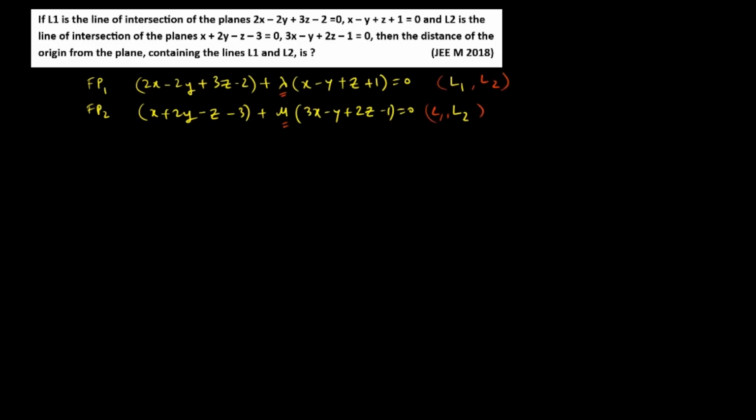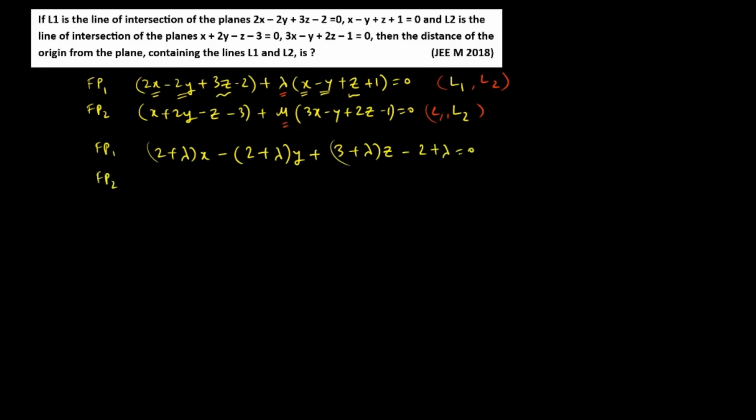So then if we just simplify this first family by just clubbing the x terms, that would be 2 plus lambda x, then clubbing the y terms, that would be minus of 2 plus lambda y, then clubbing the z terms, that would be 3 plus lambda z minus 2 plus lambda equal to 0.